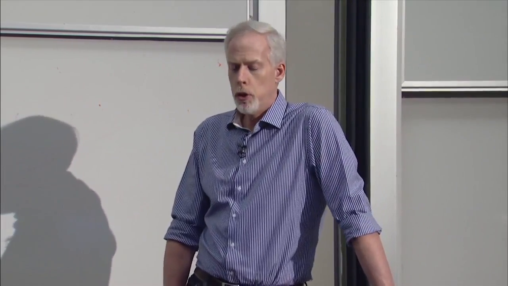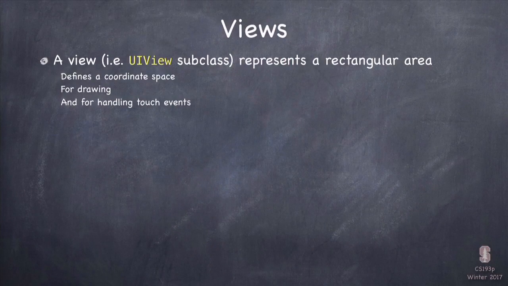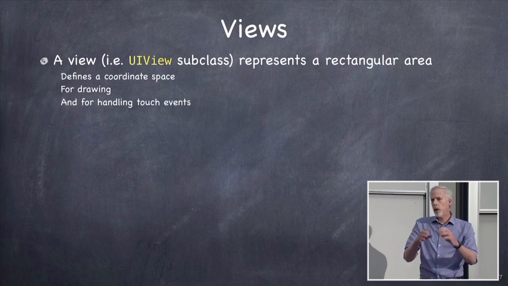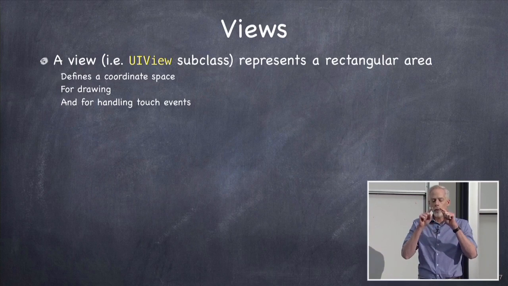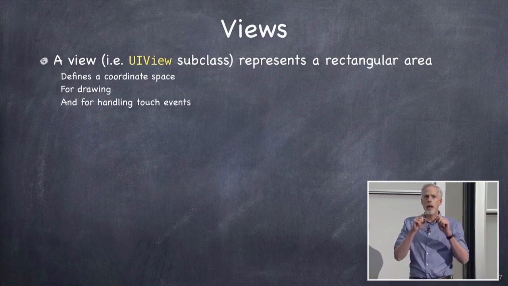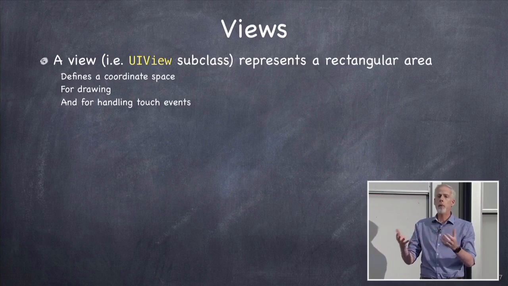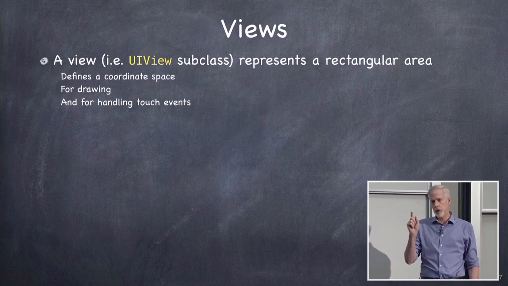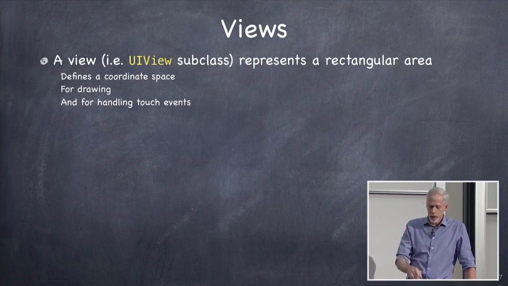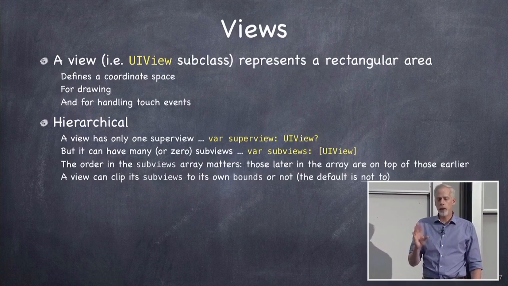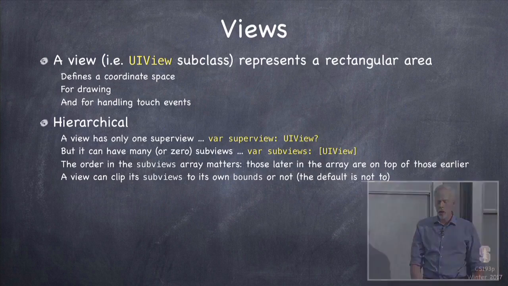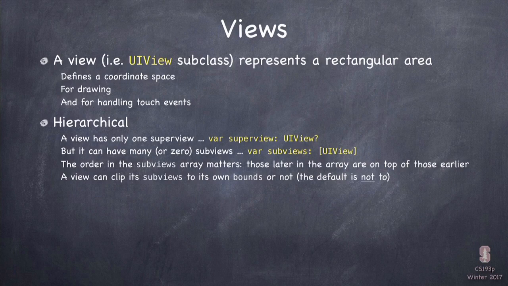So what is a view? A view is a subclass of UIView, which is in UIKit in iOS. And all it does is carve out or represent a rectangular area on screen. And that rectangular area defines a coordinate space that we're going to draw in and that we're going to get multi-touch events like pinches and swipes and all that stuff. So today, I'm just going to focus on the drawing side of that, and then we'll start talking about the gestures on Wednesday. So these views, these little rectangular areas, are put on screen in this hierarchical way.